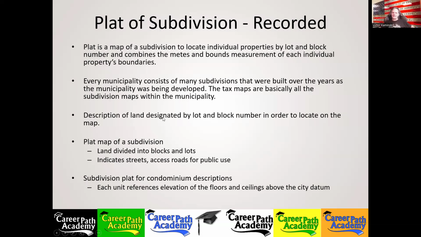A description of land designated by lot and block number in order to locate it on the map. A plat and map of a subdivision. The land is divided into block and lot numbers and indicates the streets, access roads, public uses, rights of way, etc. And subdivision plats for condominium descriptions. Each unit references elevation on the floors and ceilings above the city datum.